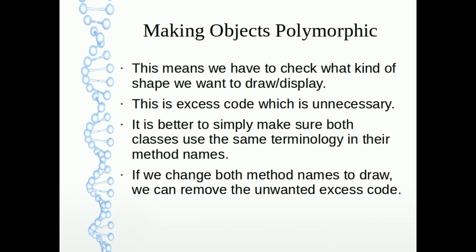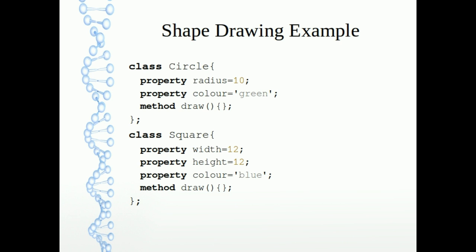The logic in our main statement is that we want to create a circle or a square at random and draw it to the screen. We only want the bare minimum of code necessary to achieve this in our main statement. The simplest and most obvious solution to this problem is to rename the display method to draw, so that both classes have a draw method, and this allows us to remove this excess unwanted code.